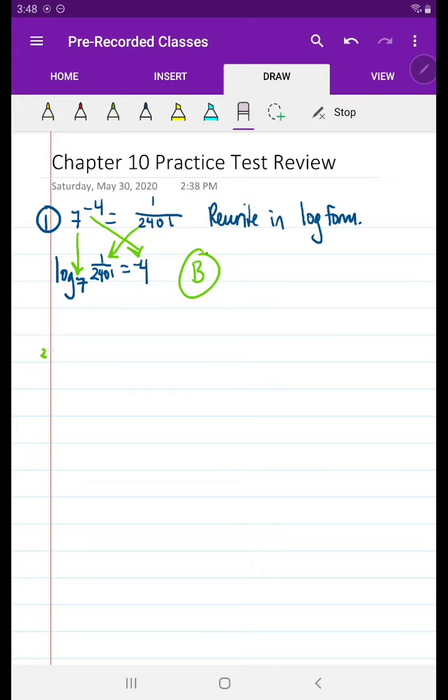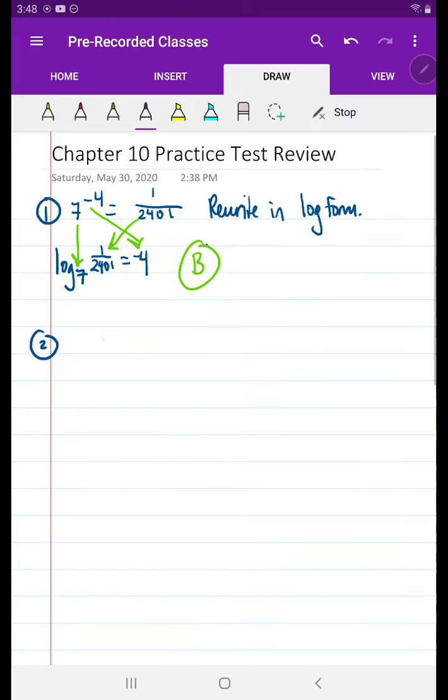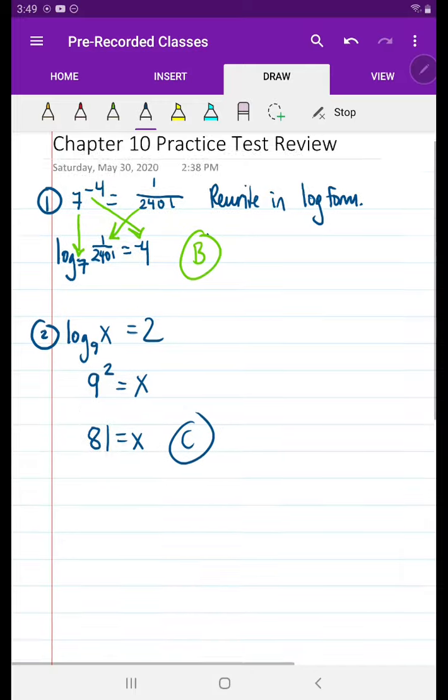For number 2, you have an equation to solve. So you have log base 9 of x is 2. And so we can rewrite this in exponential form. Our base is 9, the exponent on that is 2, and then this all equals x. And so that's a simple solve, simple simplify. So 9 squared is 81, and that's x. So our answer here is going to be choice C.